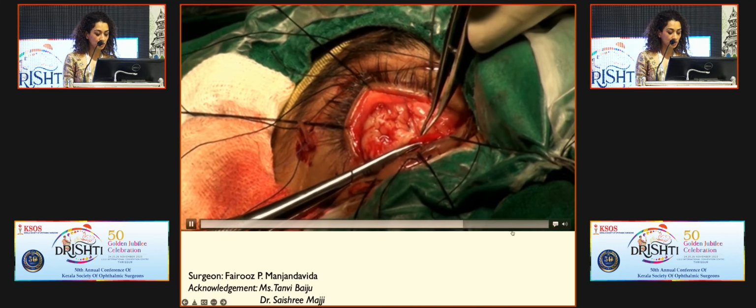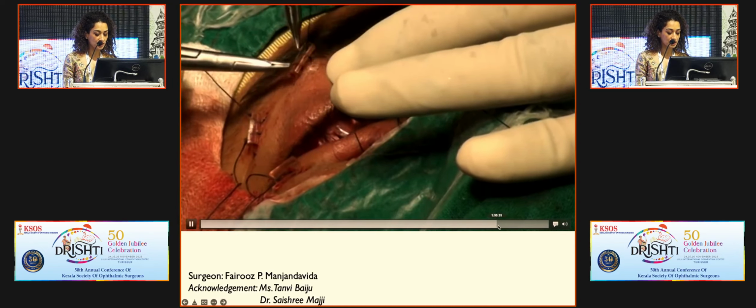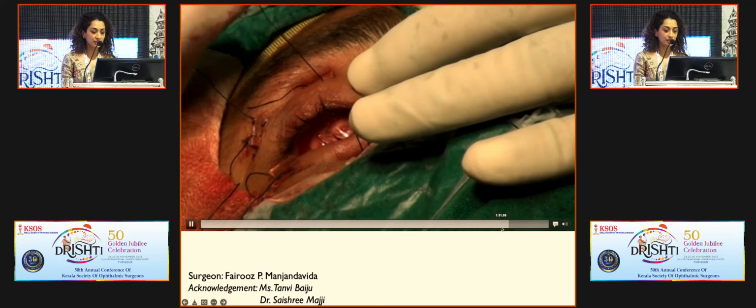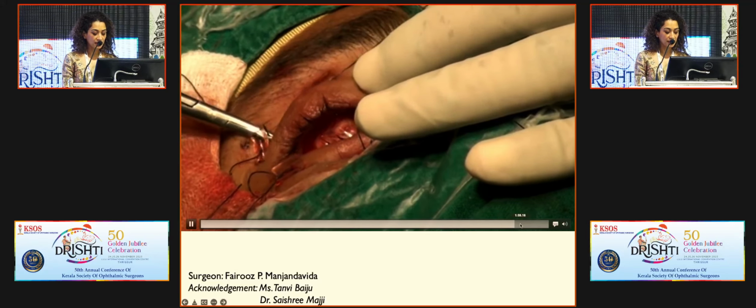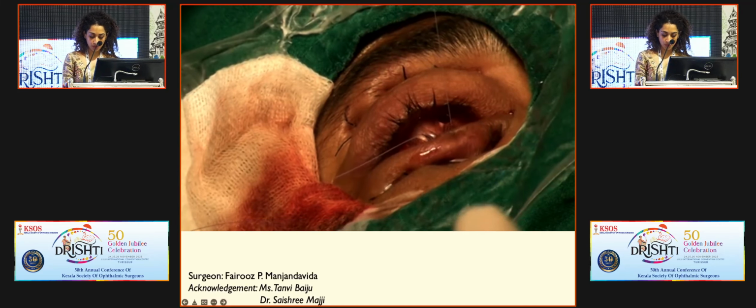So once you keep the conformer, it really expands and it gives a nice surface. And finally, after the placement of the graft and the conformer in position in the center, then you actually tie the fornix formation sutures, and this is how it goes.